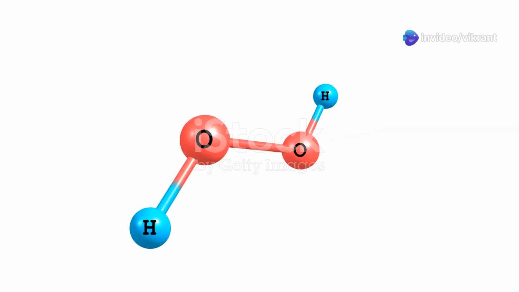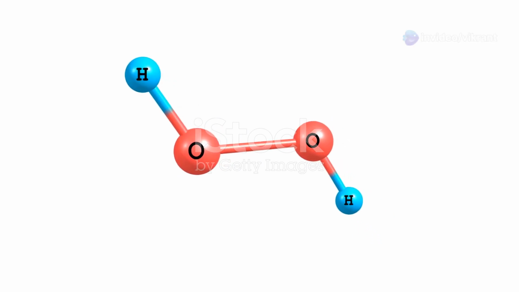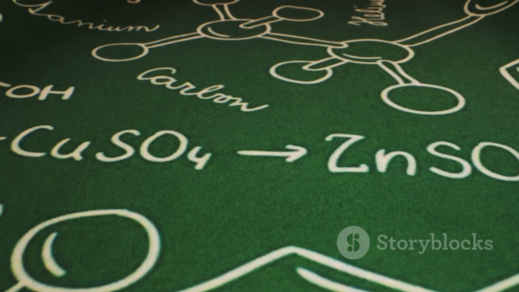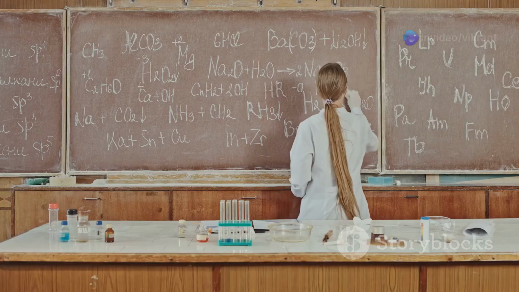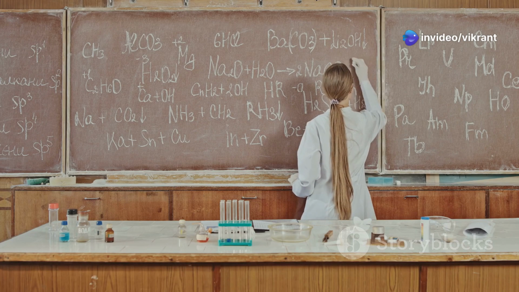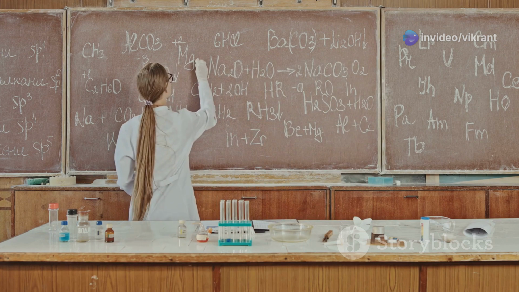In organic chemistry, oxidation is often associated with the loss of hydrogen atoms or the gain of oxygen atoms, while reduction is the opposite, the gain of hydrogen atoms or the loss of oxygen atoms. Remember the acronym OIL-RIG. Oxidation is loss of electrons. Reduction is gain of electrons.